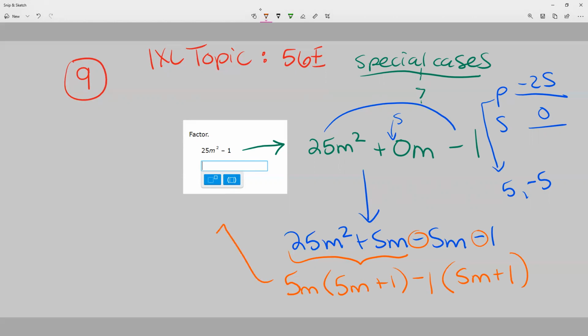So hopefully this seems like, even though it's called a special case, it's really the same. It's the same as what we've been doing, same rules. Just remember that if there's nothing here, that means there's 0 of them.